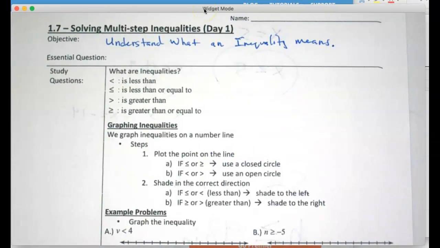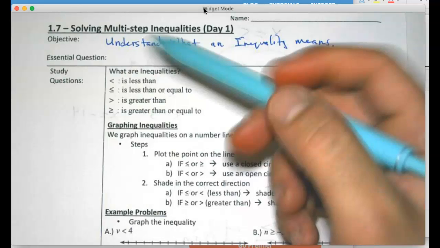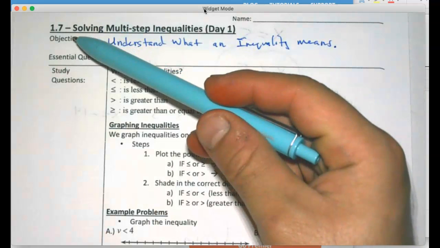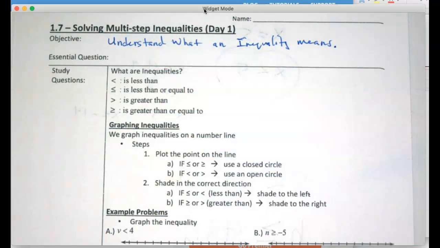So like I said, these inequalities are very similar to solving equations, the way we solve them at least. We did skip around a little bit. I'm going to have to come back to some other sections, but anyhow, not a big deal. Very similar to solving equations.